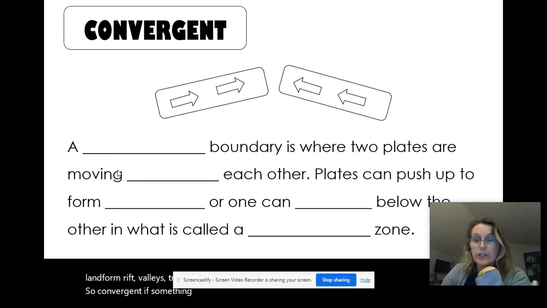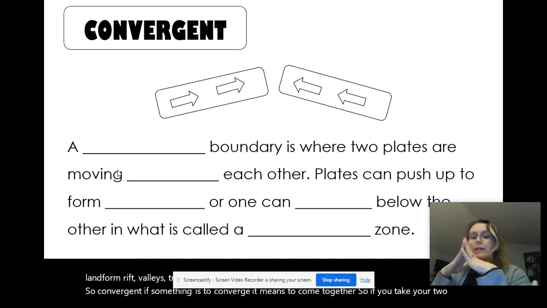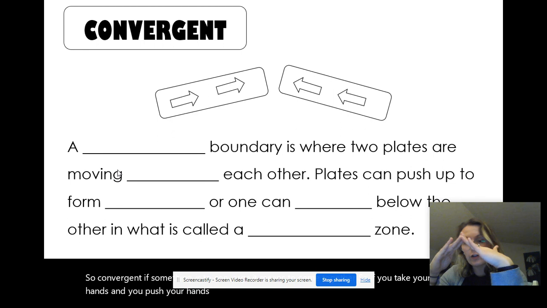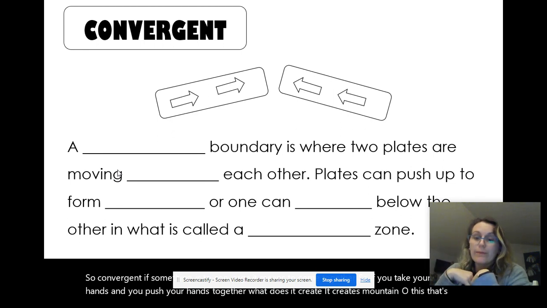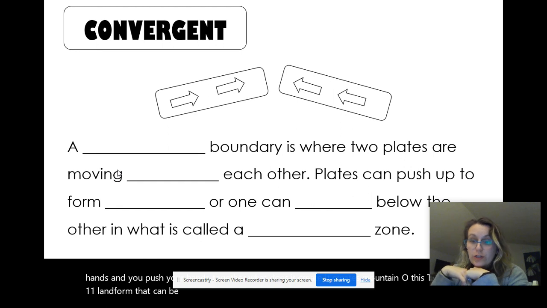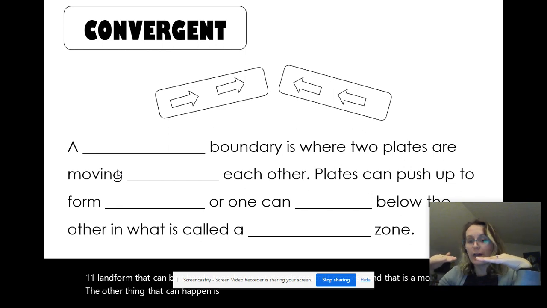So convergent. If something is to converge, it means to come together. So if you take your 2 hands and you push your hands together, what does it create? It creates a mountain. So that's one landform that can be created with convergent plate boundaries, and that is a mountain.